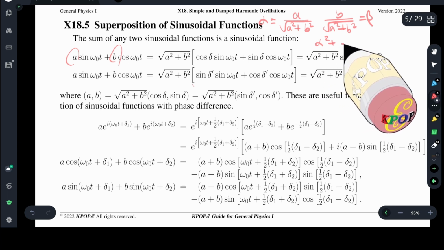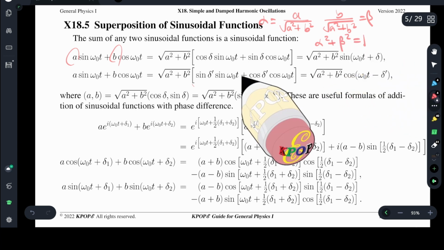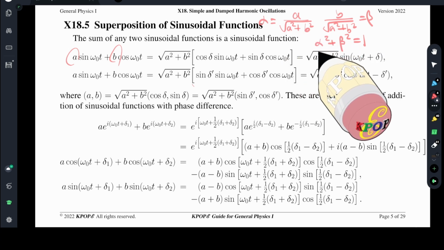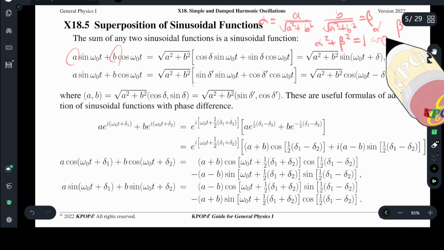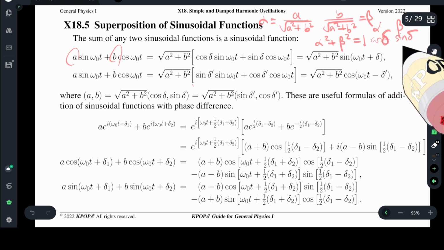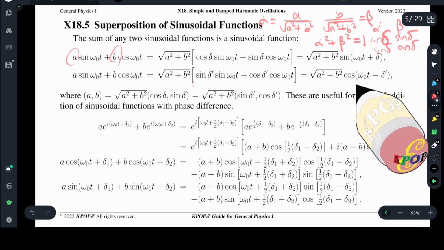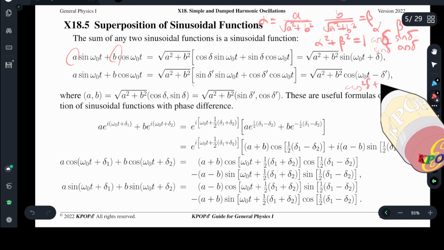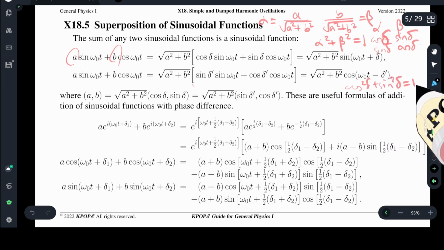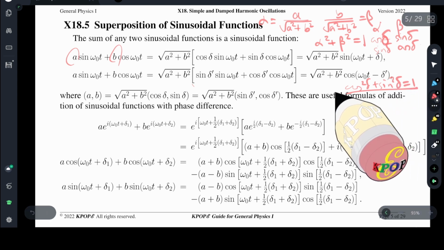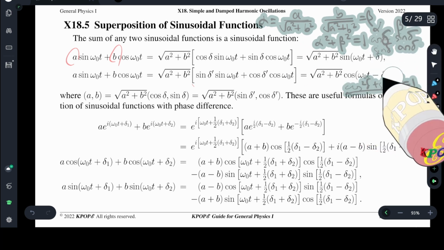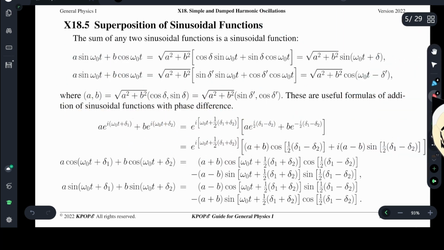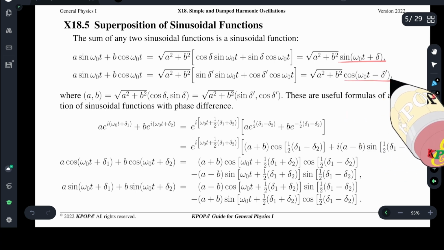This alpha squared plus beta squared is evidently 1. Then we can parameterize alpha and beta to be cosine delta and sine delta, or sine delta and cosine delta. In such a way, we can make use of the fact that cosine squared delta plus sine squared delta equals 1. Okay, so using this identity, we can rewrite the general expression in terms of either sine or cosine.